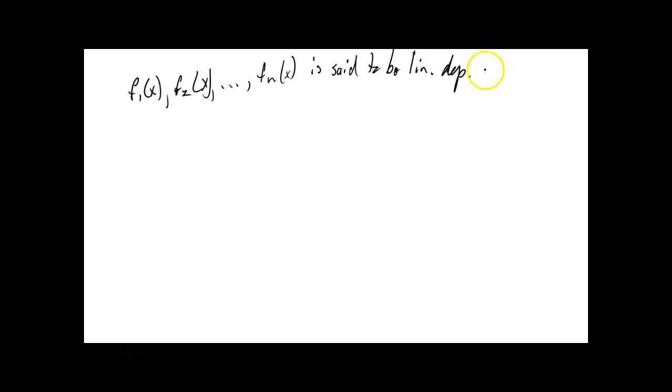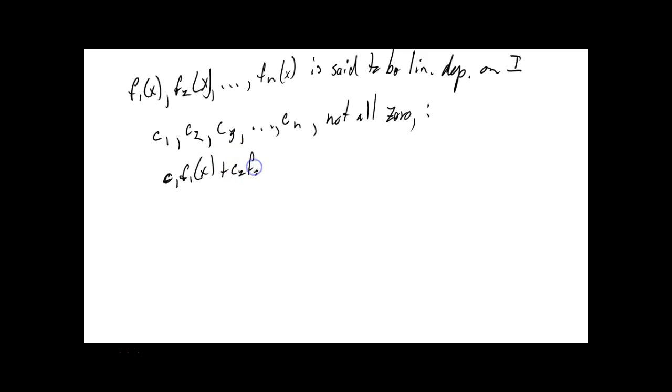Linearly dependent on an interval I if there exist constants C1, C2, C3, up to C sub n, not all 0, such that C1 F1 of x plus C2 F2 of x plus C3 F3 of x plus, plus Cn Fn of x is equal to 0.